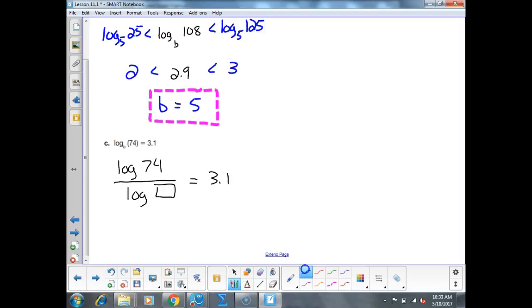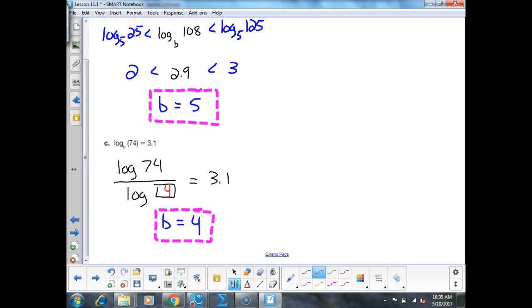Okay? And then you try different numbers. Okay? So you would try 6. Okay? You would try 5. You know what I mean? You try it until you get something that's close to 3.1. And it should be 4. Yeah. So b here is 4. Okay? Because if I put 4 into there, I get 3.1074-ish. And so that's pretty tight right there.